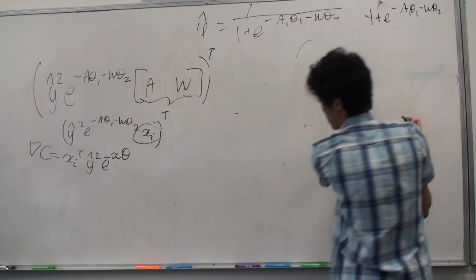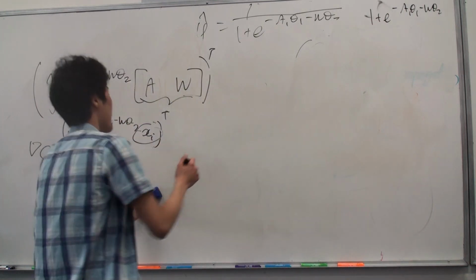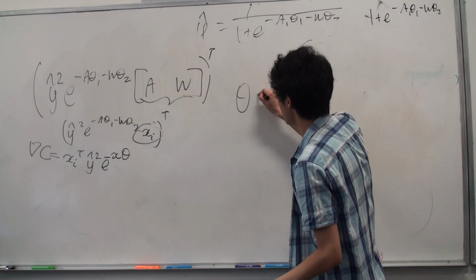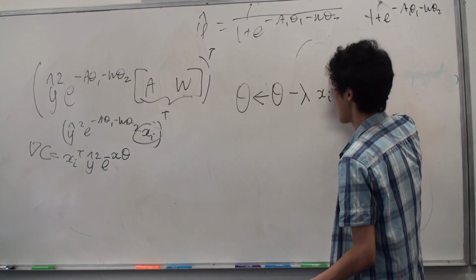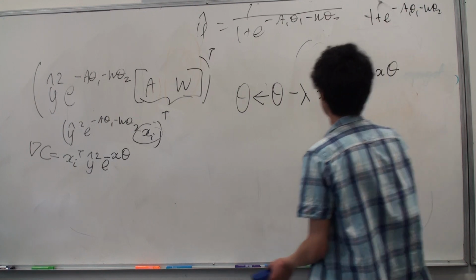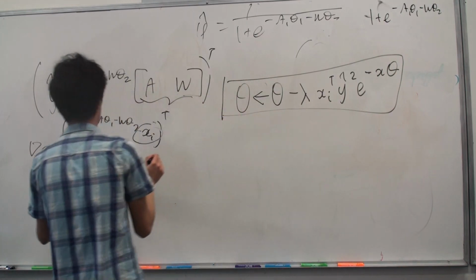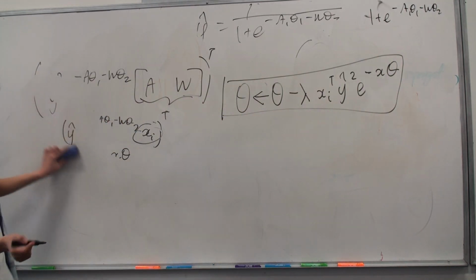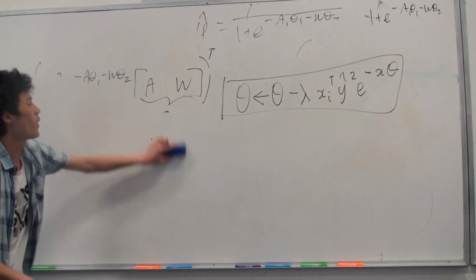So we have just derived a one-layer neural network, the formula for it. And that is, theta gets updated by theta minus the learning rate times x of i times y hat squared e to the minus x theta. And that is your one-layer neural network formula. Sorry, if you have multiple layers, it will be even more complicated. But we're only going to do one.